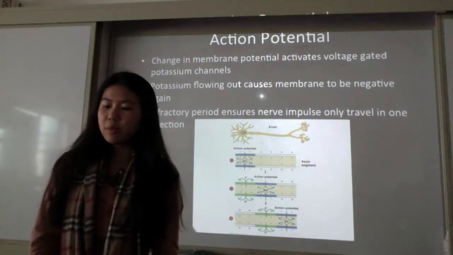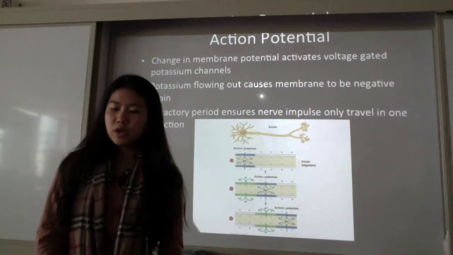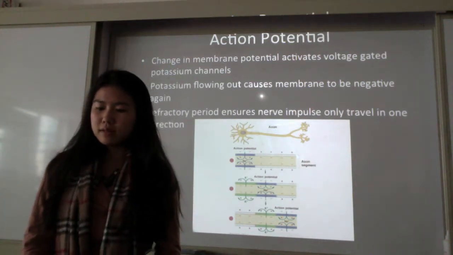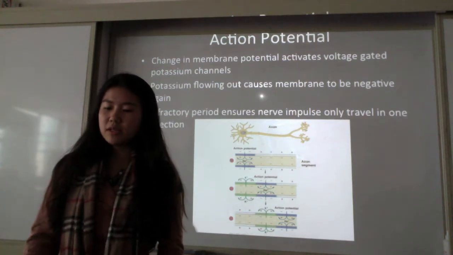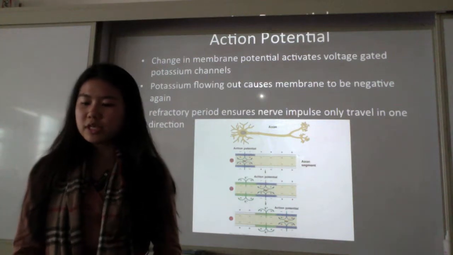And a change in membrane potential also activates voltage-gated potassium channels, which causes potassium to exit the neuron passively. And the potassium exiting the neuron causes the membrane to be negative again, which is known as repolarization.